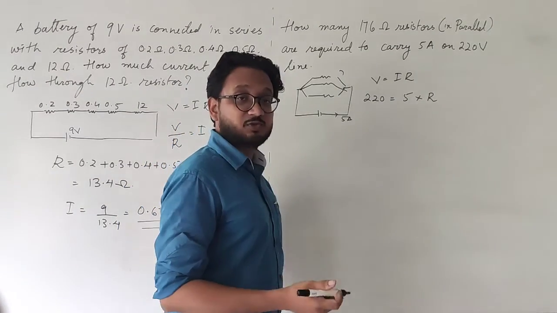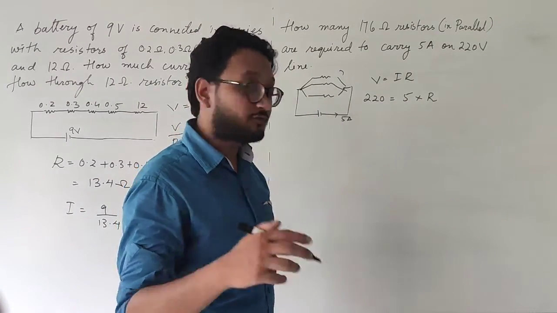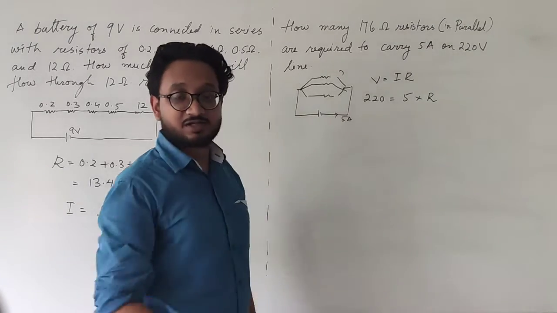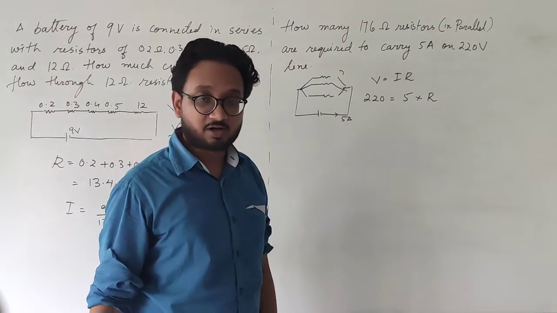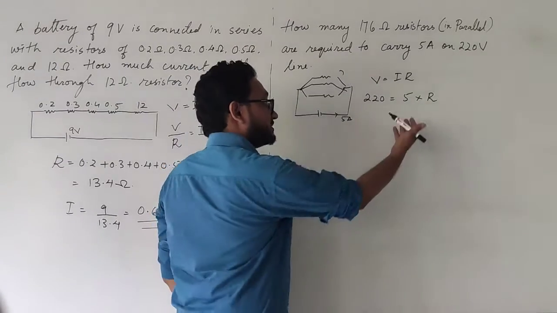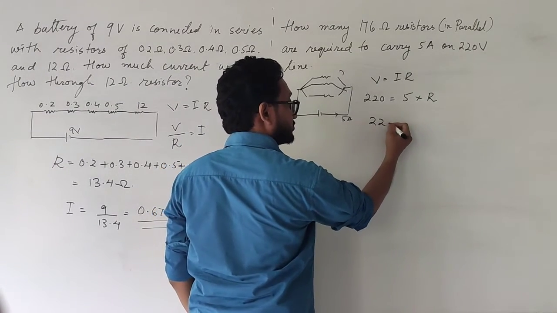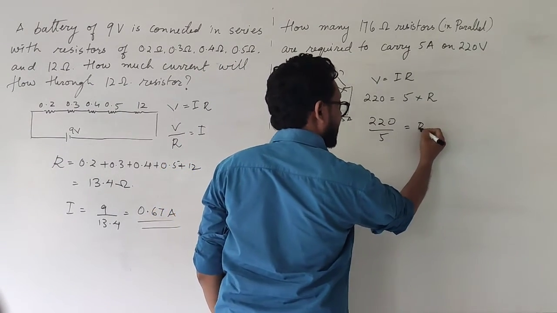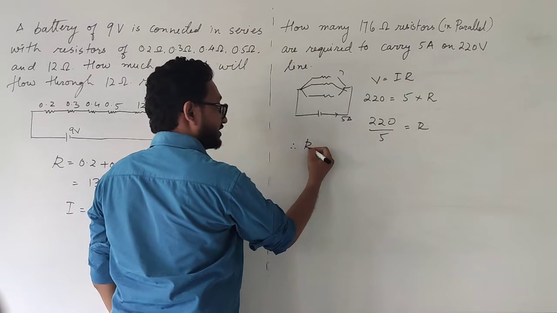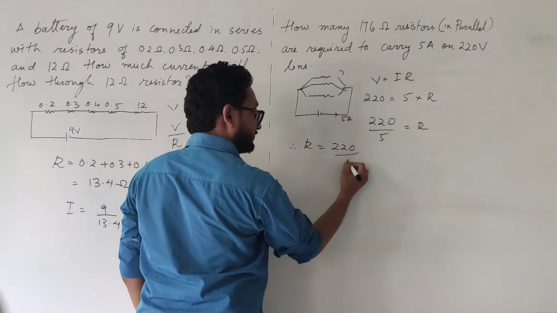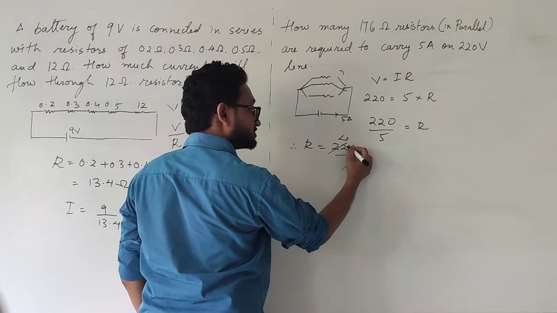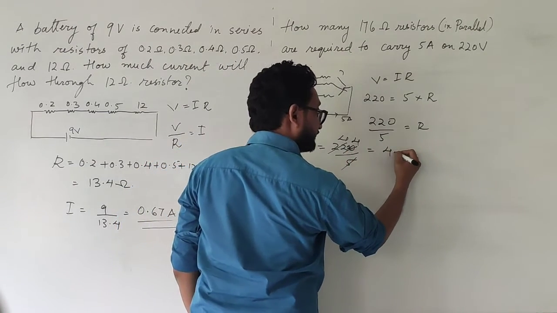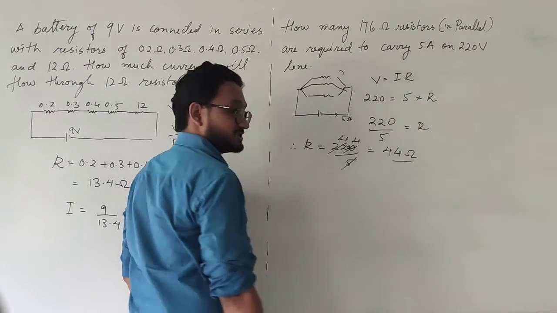So first, to find the number of resistors, you need to find the total resistance of the circuit so that you can apply the number of resistors. Okay. Simple cross multiplication once again. 220 by 5 equals R. So therefore R equals 220 upon 5. 5 fours are 20, and 2 by 4... So the 44 ohms is the total resistance required.